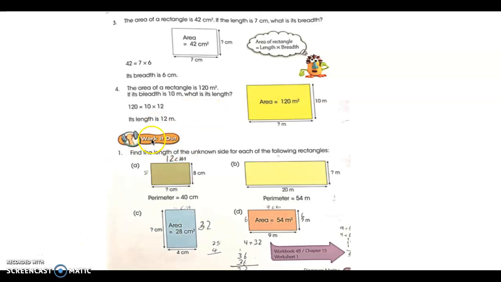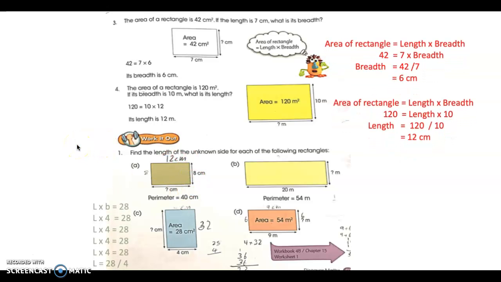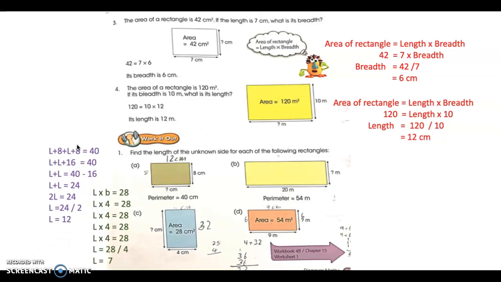Now you can go to the workout and then listen to me first, and then you can do the same thing. Now see, find the length of the unknown side for each of the following. Now this one. Now which side is not known? This one not known actually, because this is somebody else written. So they have given 8, the breadth is given, the length is not given. So, but they have given the perimeter. So if the perimeter is given, perimeter means addition. Perimeter is addition, right? Okay. Sorry, that we have done before. Now this one. Okay, this one. Not this one. Okay, this is about the area.